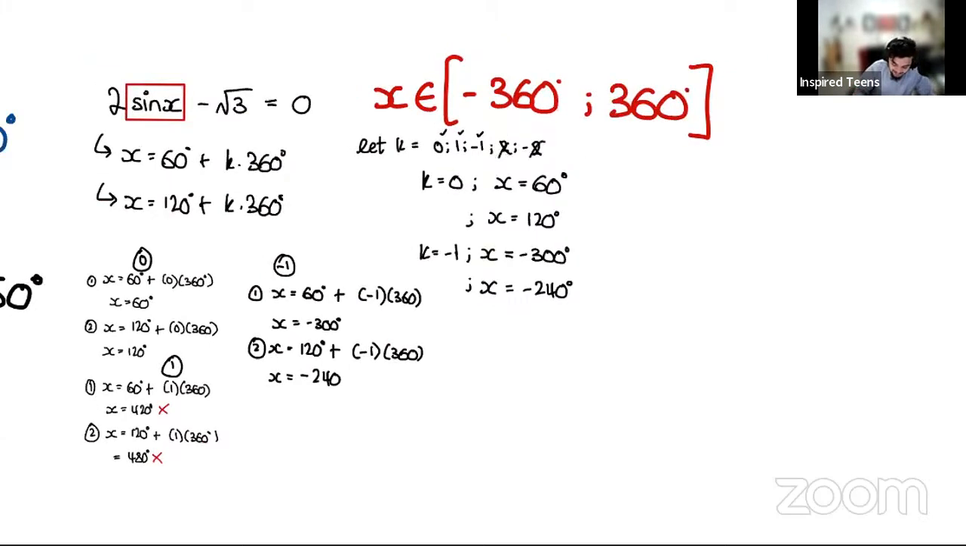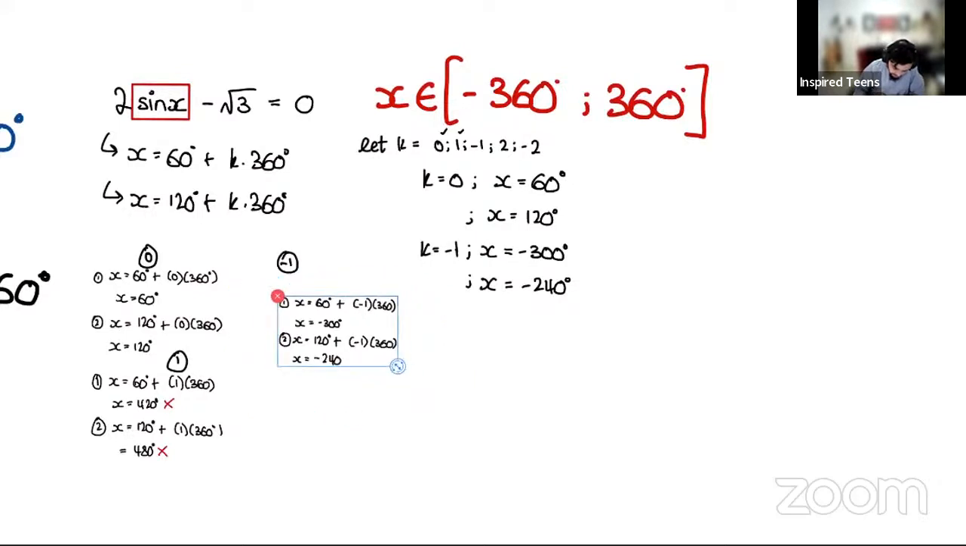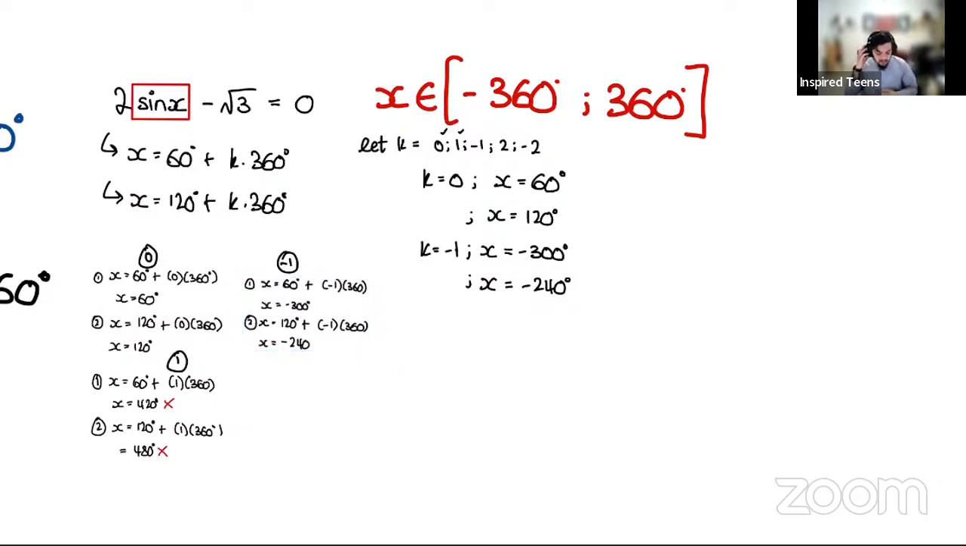When 2 and its negative doesn't work, that's generally when you're out of your interval and none of the numbers further are going to work. But for now we tried the first 3 and the first 3 worked. We got 1, 2, 3, 4 answers that fit within the interval. So just keep that in mind. That's how you would solve the question when they ask for the specific interval.